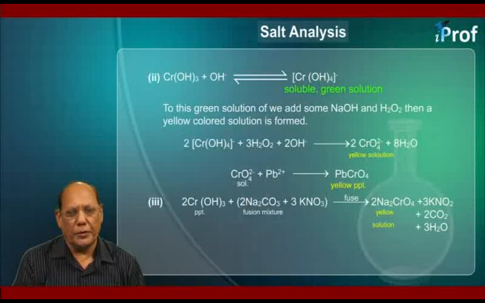of lead chromate. The third test can be to take the precipitate of chromic hydroxide as suggested in the chart and fuse it with the fusion mixture. Then the products become 2 Na2CrO4 that being soluble will form a yellow colored solution, plus 3 KNO2 plus 2 CO2 plus 3 H2O.